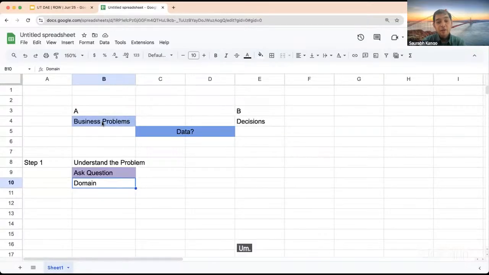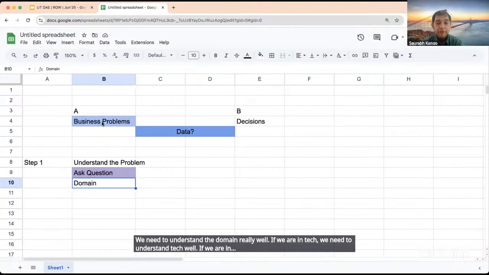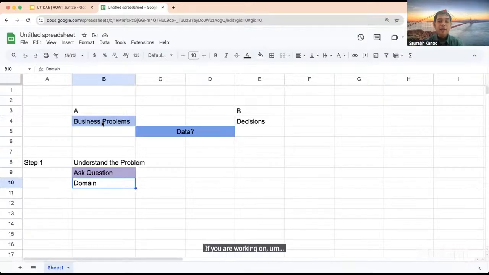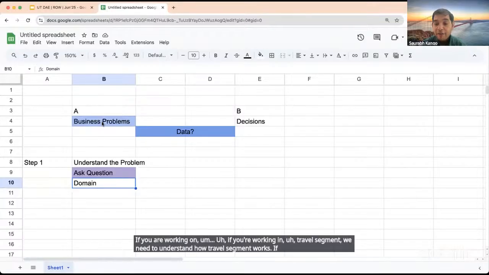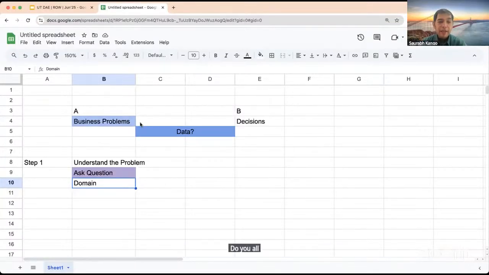Yeah. So in a similar way, if we are working on any business problem, we need to understand the domain really well. If we are in tech, we need to understand tech well. If we are in banking, we need to understand banking well. If we are solving a marketing problem, we need to understand consumer psyche really well. If we are working in the travel segment, we need to understand how the travel segment works. If we are in retail, we need to understand how retail works. Do you all agree with this point?